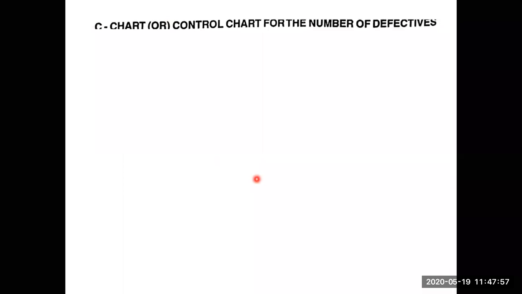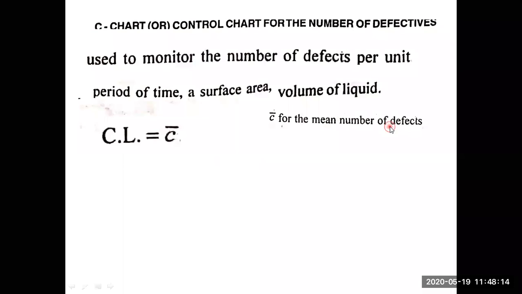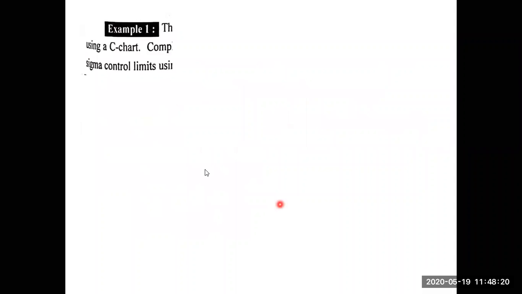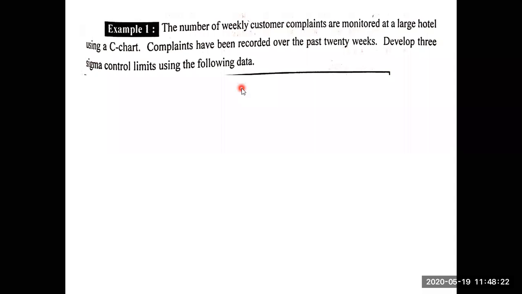Next, C chart. How do you decide that a problem comes under the C chart? Just go through the problem. C bar stands for the mean number of defects. The control range is C bar plus 3 into root of C bar and C bar minus 3 into root of C bar. By looking at the problem only, you can say that this problem becomes the C chart.